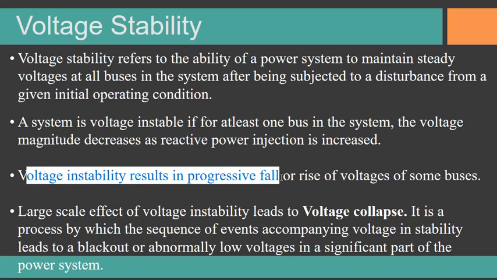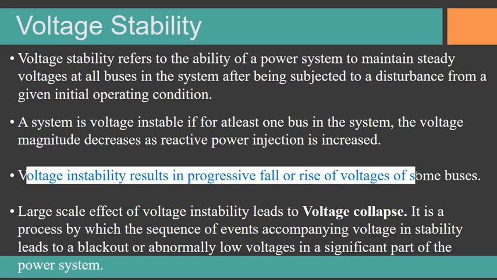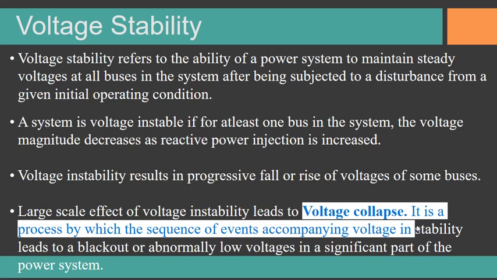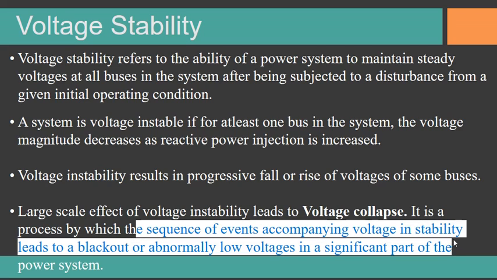Voltage instability results in progressive fall or rise of voltages of some buses, which means voltage instability is not only a fall in voltage, it is also a rise of voltages. For example, the loss of synchronism of machines, as the rotor angle between two groups of machines approaches 180 degrees, causes a rapid drop in voltage at intermediate points in the network close to the electrical center. The effect of voltage instability leads to voltage collapse. It is the process by which the sequence of events accompanying voltage instability leads to a blackout or abnormally low voltages in a significant part of the power system.